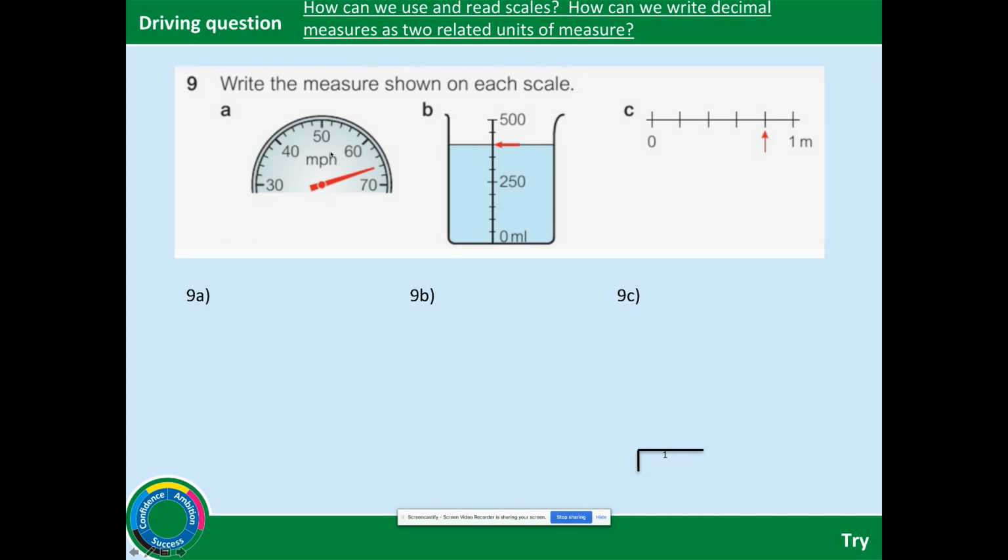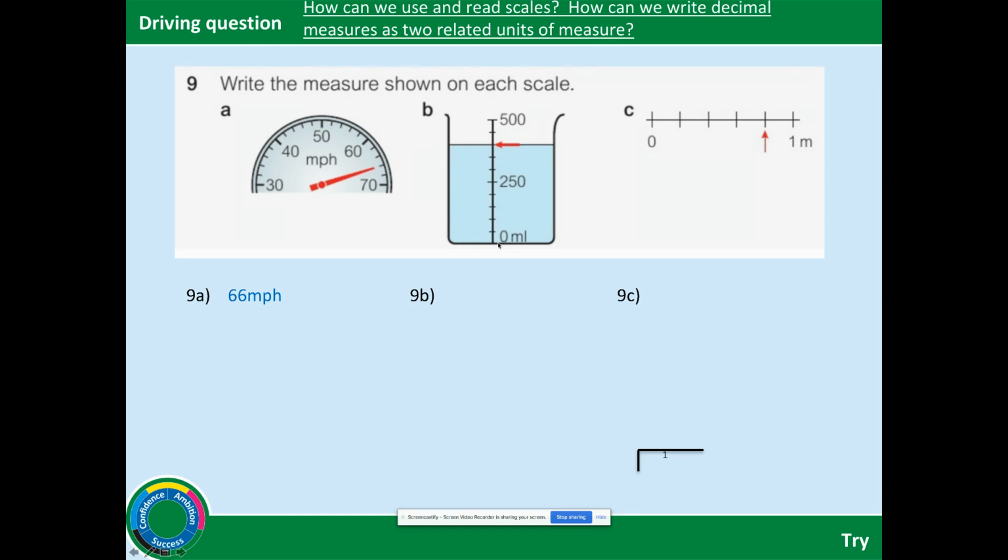Okay, so if we look at this first one, we've got 30, 40, 50, 60, 70 mph. That stands for miles per hour. Our arrow is pointing here. So we need to find what our jumps are here. We've got 70 at the top, 60 at the bottom. So 70 take away 60 is 10. How many jumps have we got? 1, 2, 3, 4, 5. So 10 divided by 5 is 2. So we know that each jump is 2. So we've got 60, 62, 64, 66 miles per hour.